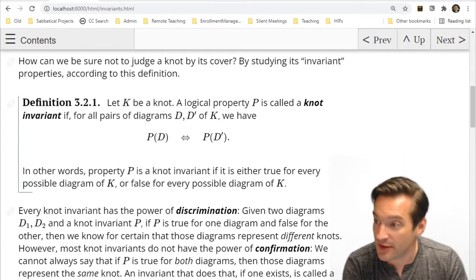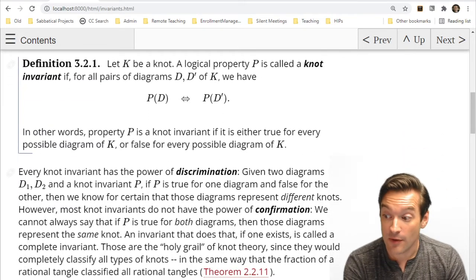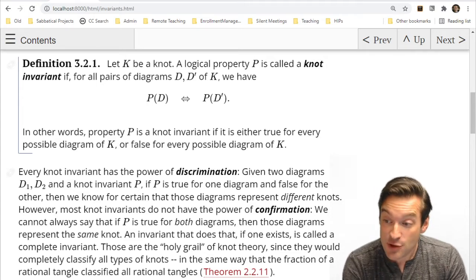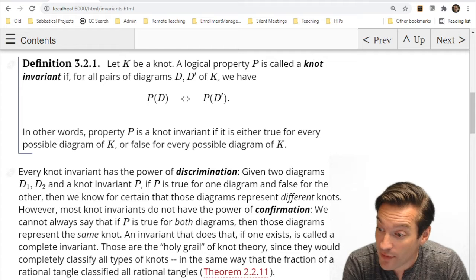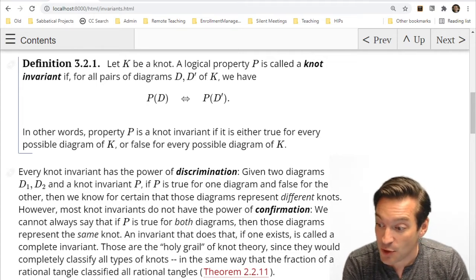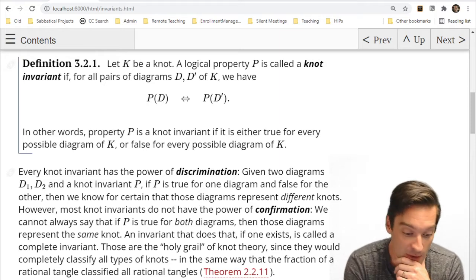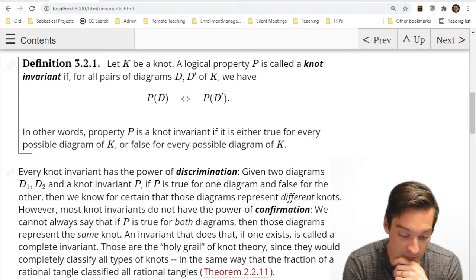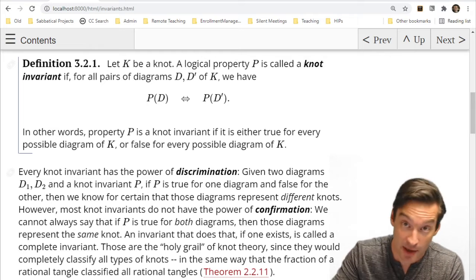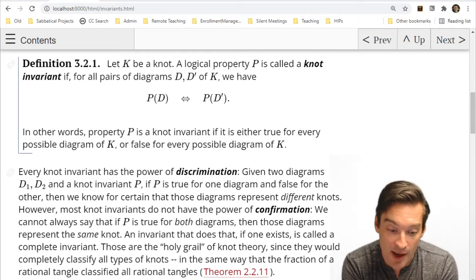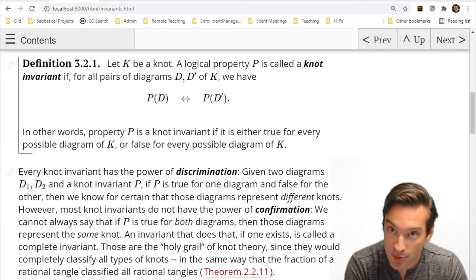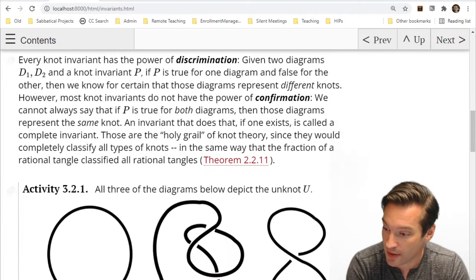So again, the definition of what it means for something to be a knot invariant in the first place. A logical property is called an invariant if any two diagrams, D and D prime, of the same knot will have the same truth value for this logical property. So if this is true for one diagram of the knot, then it has to be true for every diagram of that knot. If it's false for one diagram of that knot, it has to be false for every diagram of that knot. That's how we know that that property that we're talking about is a knot invariant.